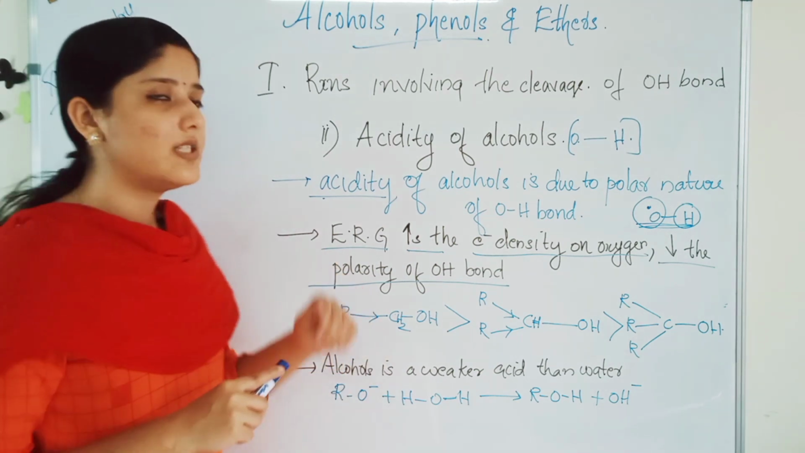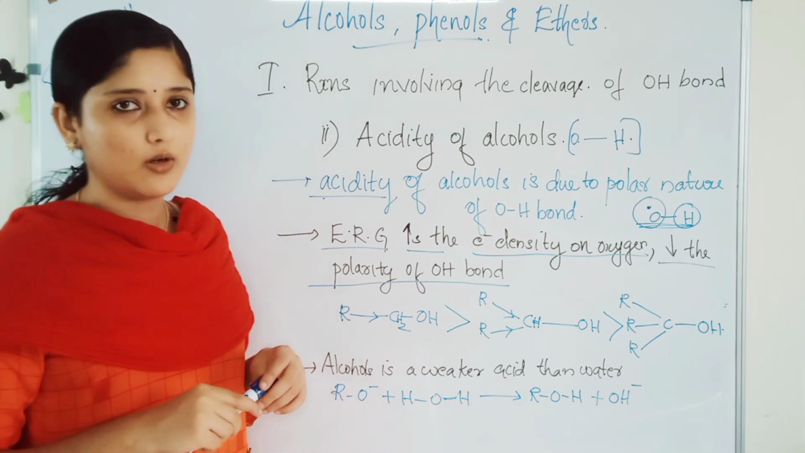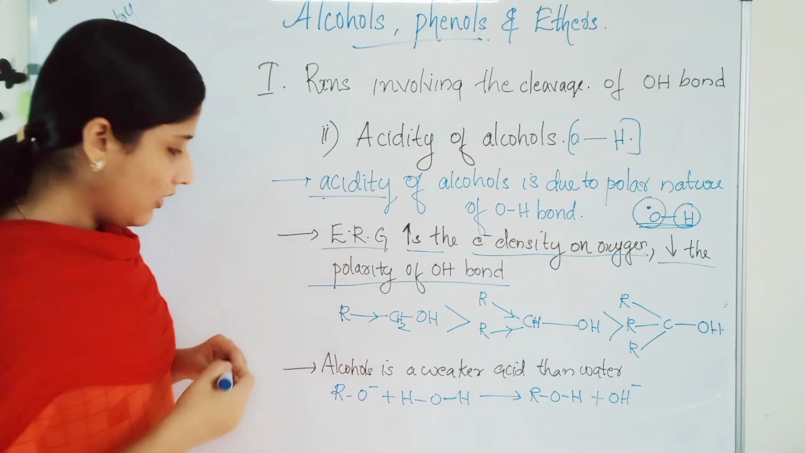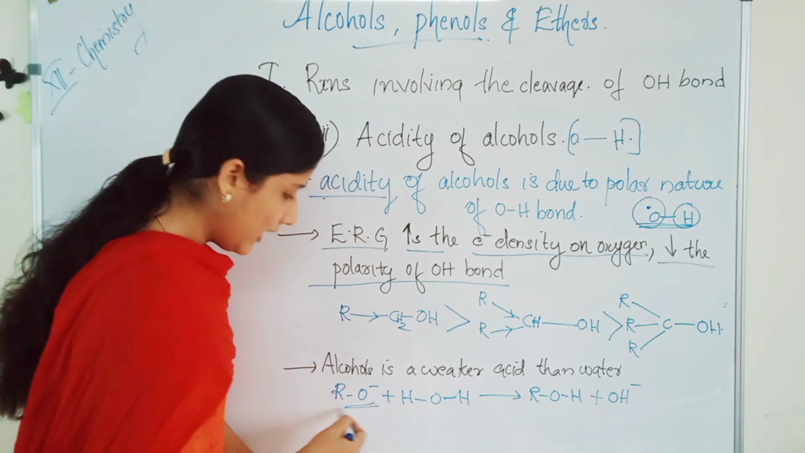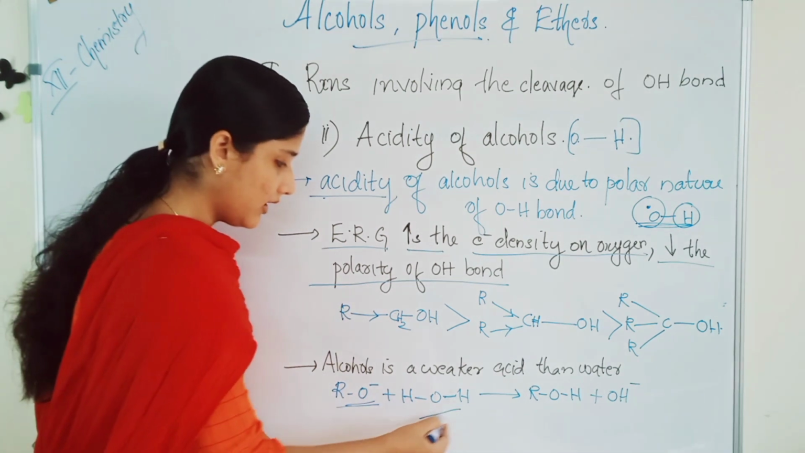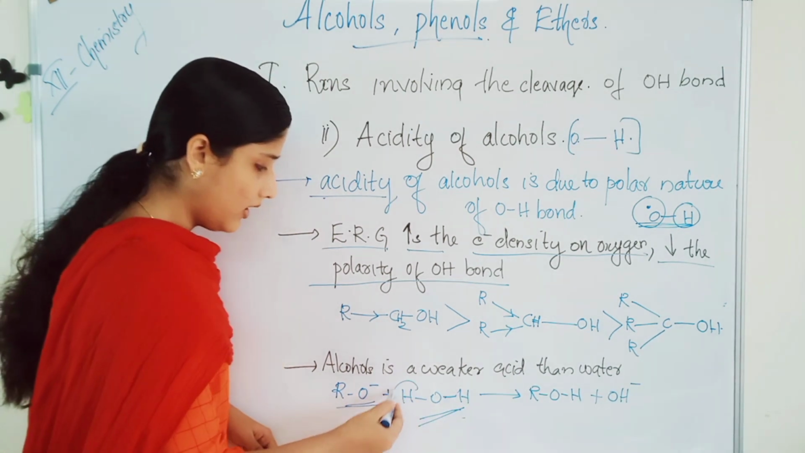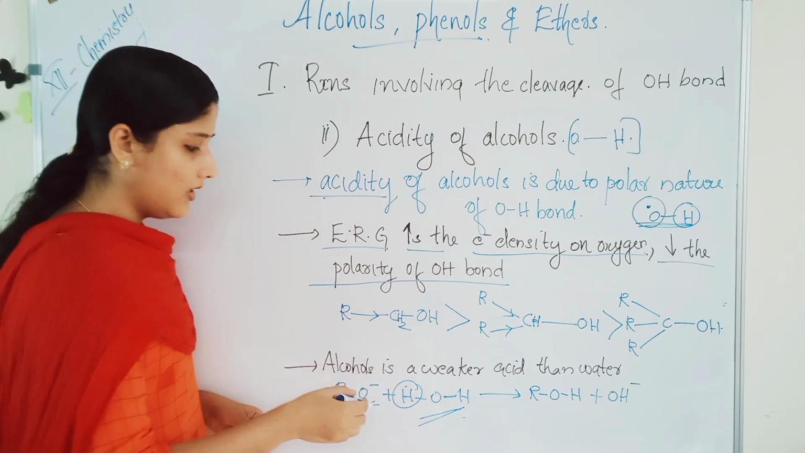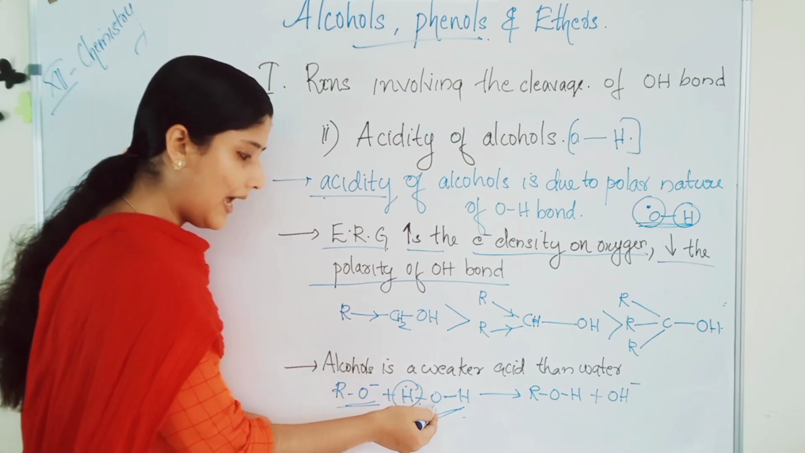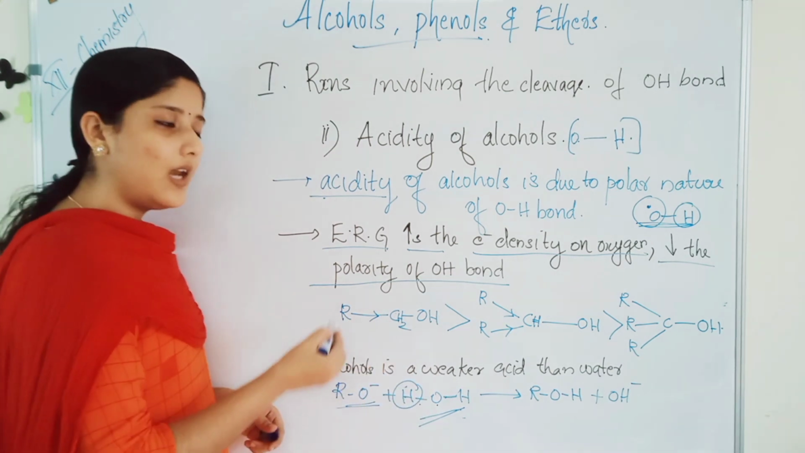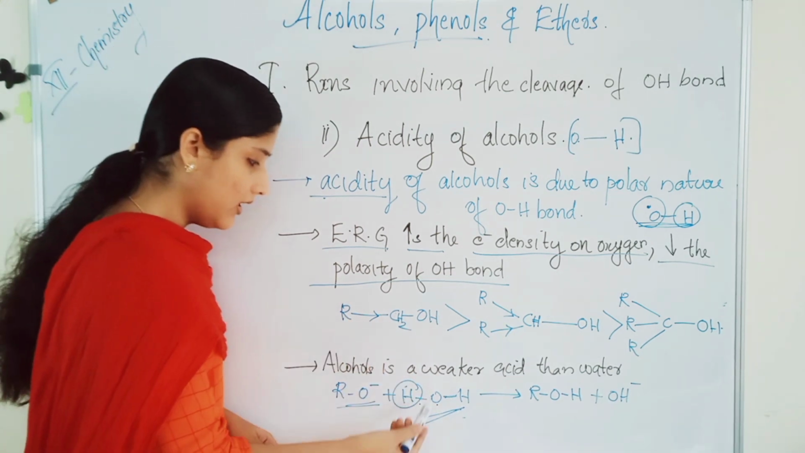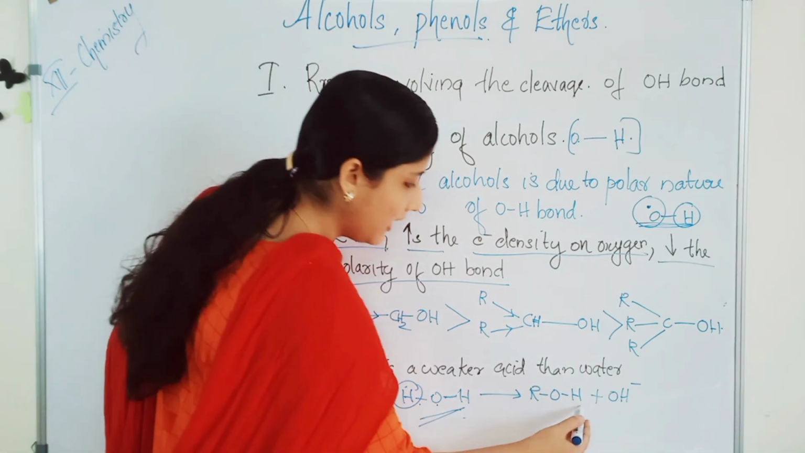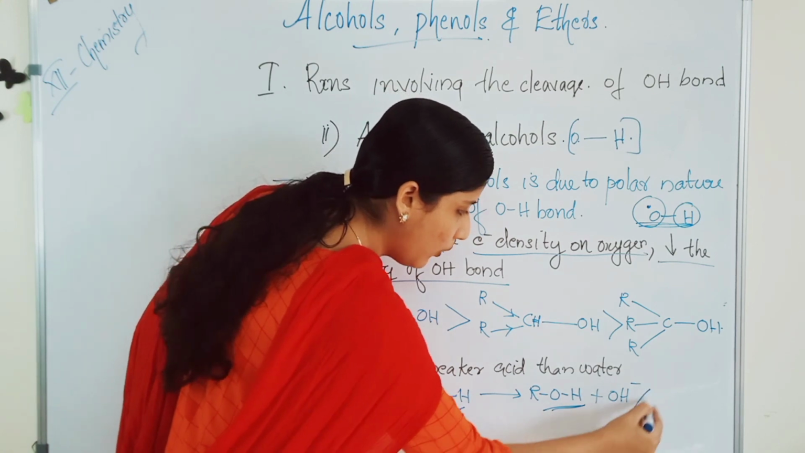And alcohols are weaker acids than water. Why? Because when an alkoxide reacts with water, this water will donate H plus ions to the alkoxide. So water is a stronger acid than alcohol. When an alkoxide reacts with water, water donates H plus to the alkoxide. As a result, you will get the corresponding alcohol and OH minus.